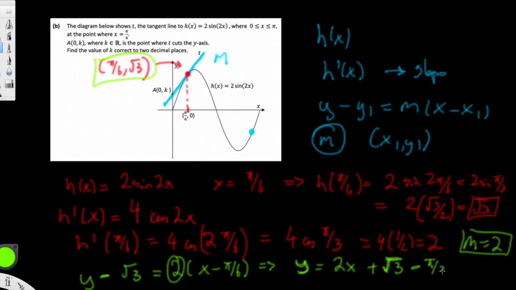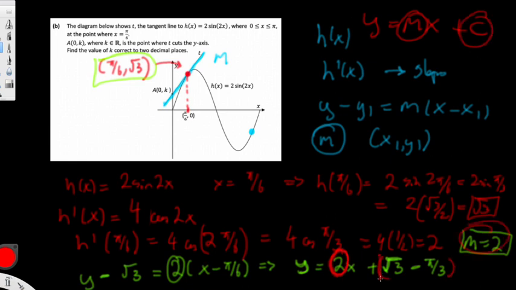And now this formula, y is equal to mx plus c. So the number in front of x, that's the slope, which we knew. But then this one here is c. Everything else is then c, which is the y-intercept. So k is equal to root 3 minus pi over 3.